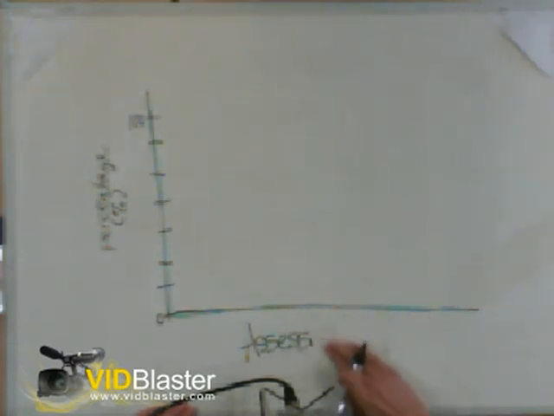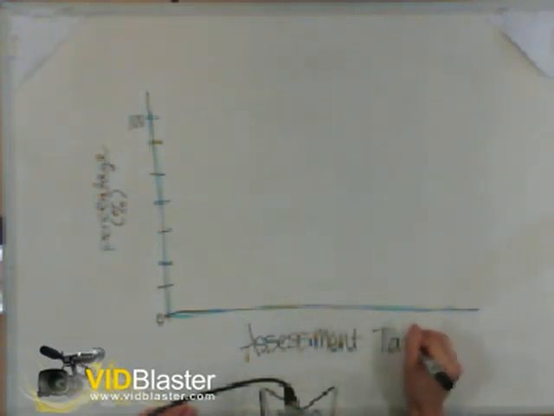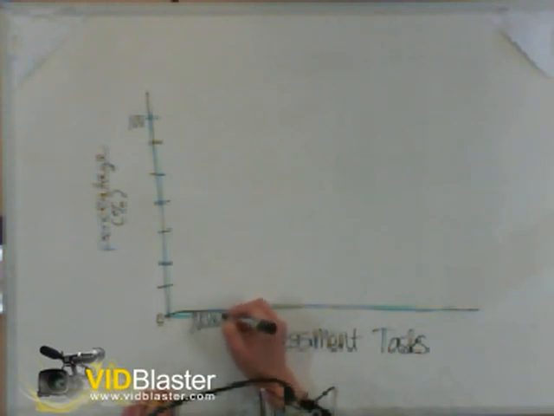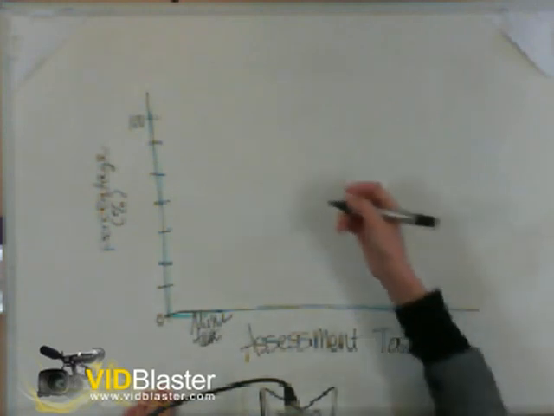I can't see what I'm doing with this microphone, assessment tasks. Okay, so they write assessment tasks here, and their first task that I give them might be a mini test. So then they're going to write mini test. Oh, even before that, I'm jumping the gun.